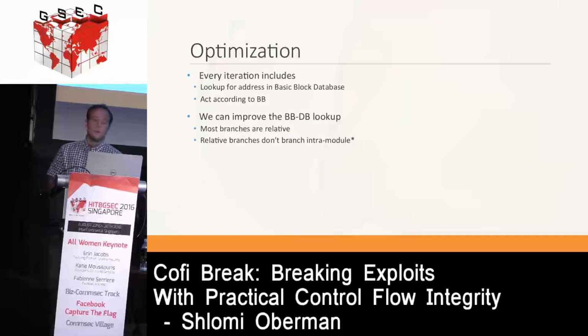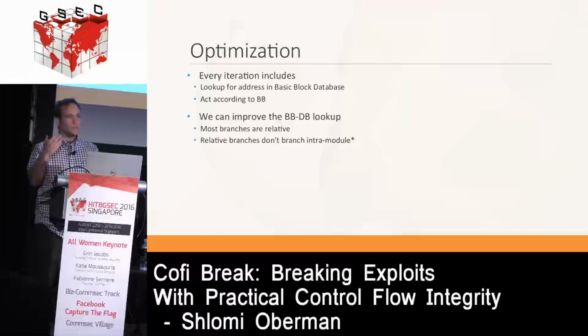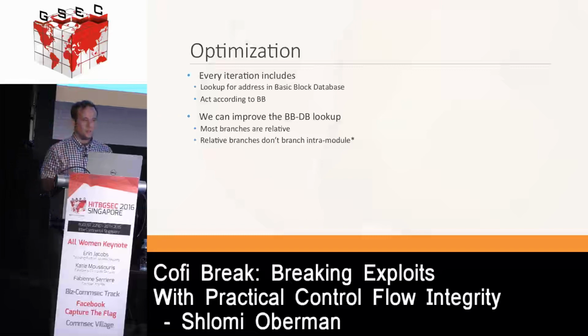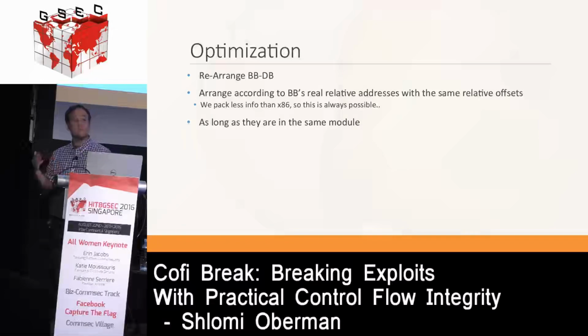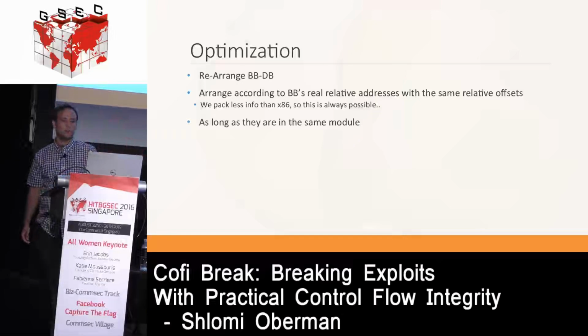So we can improve this. We did improve this by relying on the fact that many branches are relative. Many branches are inside the same module and they're relative. And relative branches, we assumed, usually don't branch intermodule, right? So if you have a jump or any kind of relative-based addressing branching, you know that they're inside the same module. So we can rearrange the basic block database so that different basic blocks are at the same relative address as they are in the real world.